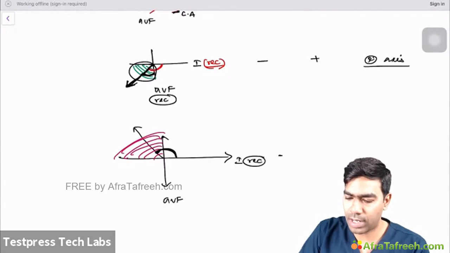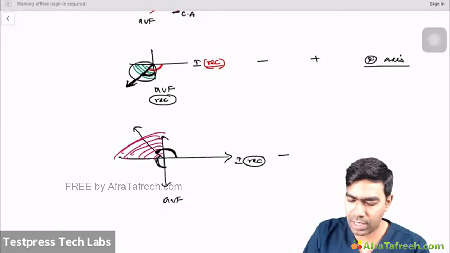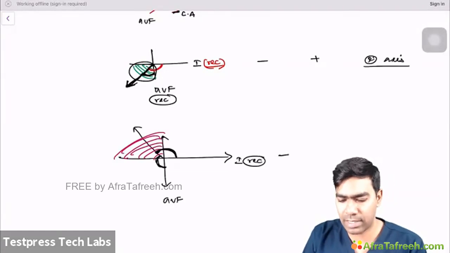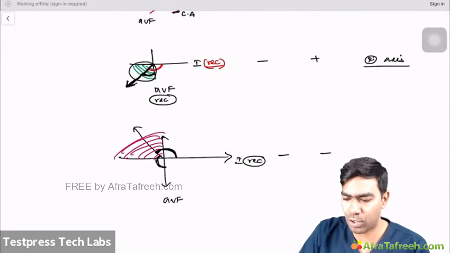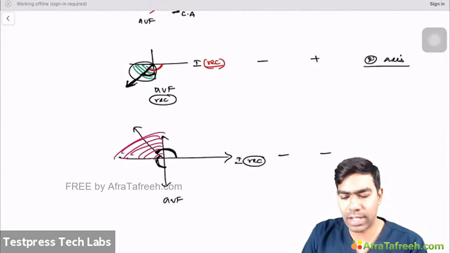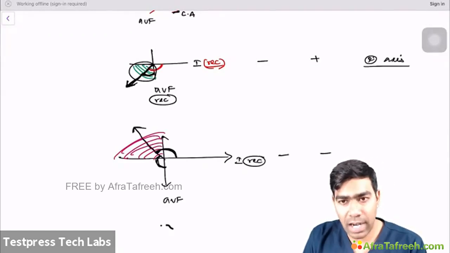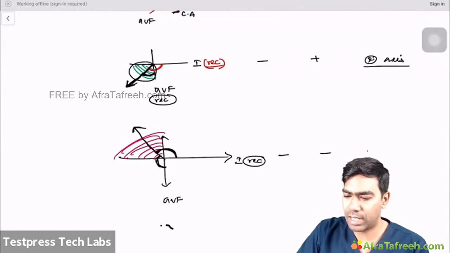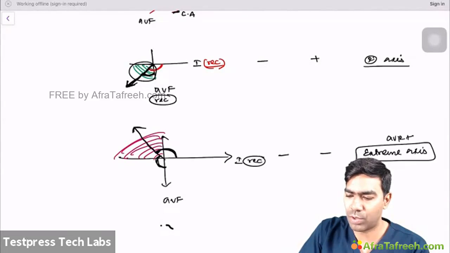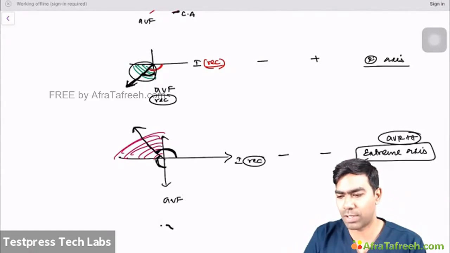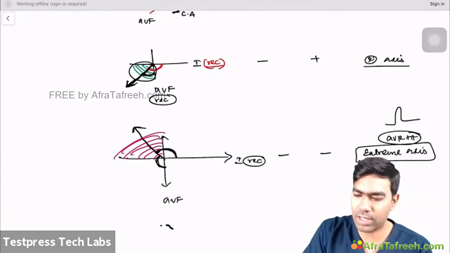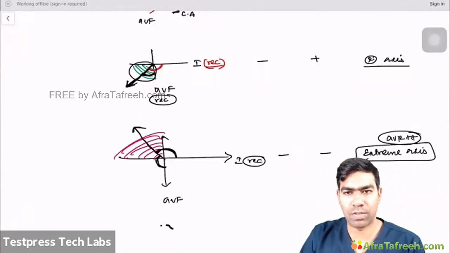So 1 should be negative. And of course, if you take the angle between AVF and the electrical axis here, because it's in that quadrant, it should be negative as well. So whenever 1 is negative and AVF is negative, I can assume that the cardiac vector is in this quadrant. Then it must be an extreme axis, or we can call it a northwest axis. One of the important evidences of northwest axis: AVR will usually be fully positive, showing a full positive deflection. Whenever you see AVR full positive, it goes towards the northwest axis.